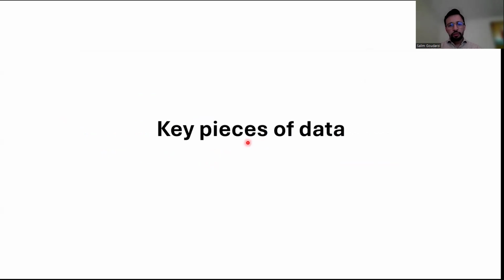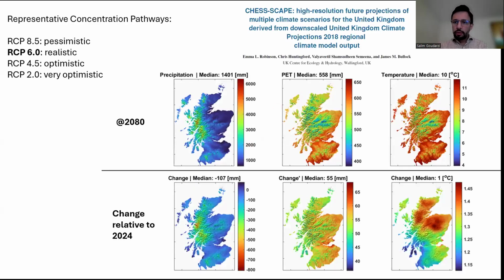Although I'm not going into the details of how we've modeled things, because I've already presented that in the previous webinars, I thought it might be important to at least introduce the key pieces of data that underpin the results you're about to see. One of the key pieces of data is the future climate projection data, for which we use the Chescape dataset, published in this paper, as you can see at the top of the screen.